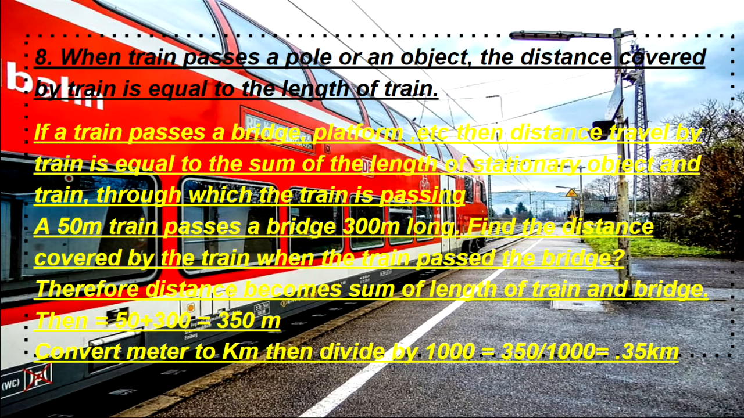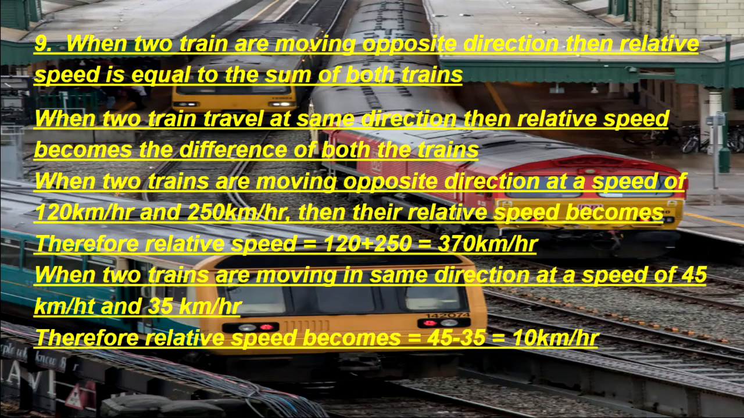The eighth point was related to the pole. A train is passing through a pole, a bridge, or a platform, whatever it may be. If it is passing a pole only, then the distance traveled is just the length of the train, since the pole has no length. If it is passing a platform, we add the platform length and the train length. If it is crossing a bridge, the distance will be the bridge length plus the train length. You have to calculate that. Now we are coming to today's topic.